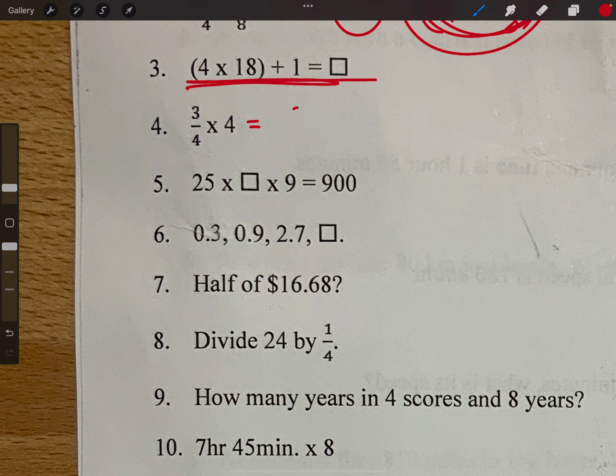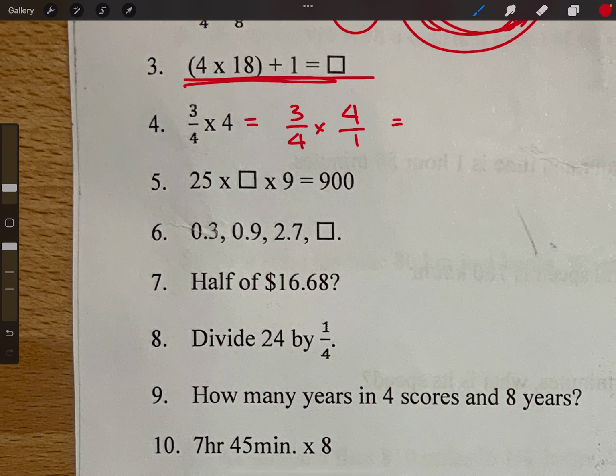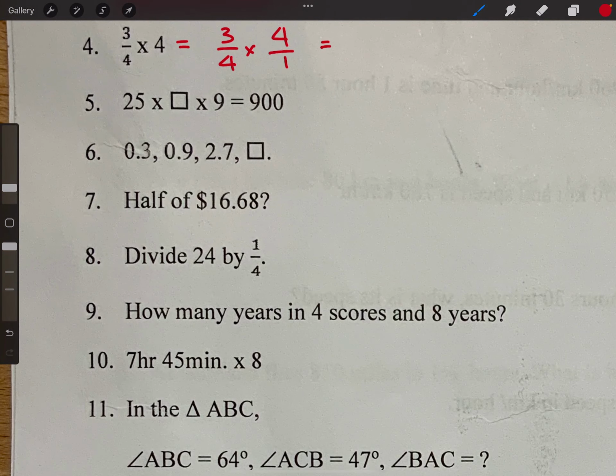Next one, this is BODMAS, you can do that yourself. Now this one is the same as 3 on 4 times 4. 4 is a whole number, so 4 on 1. Work it out, simplify it, get the answer. Next one, now, 900. Okay, so 9 times what will give me 900? This has to be 100. Right, so if this is 100, this number, 25 times something is 100. You can work out what that number is in the box, okay?